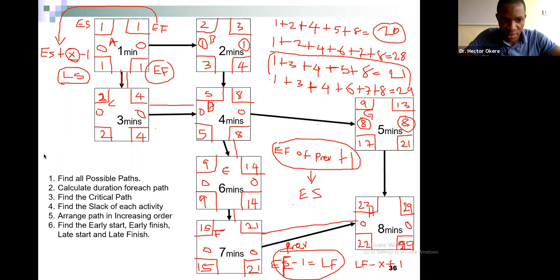All right. So I will give you guys an exercise, and you will only have 7 minutes to solve the exercise. Okay, just use the same formula and find all the possible paths. This is very easy for all of you. Calculate the duration for each path. This is also very easy for you. Find the critical path, which is the longest path. It's also easy for you. Calculate the slack time. How much extra time do you have? It's also easy for you.